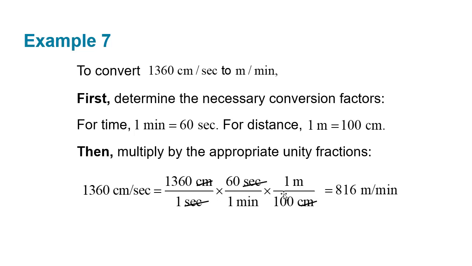And the next one is we want to convert our centimeters to meters. So we need centimeters down here to cancel with the one that's on top. And that conversion unity factor is 100 centimeters in a meter. And you can see that everything cancels out except for meters and minutes. So you do the math, you multiply across the top, divide by the numbers on the bottom, and you get 806 meters per minute.